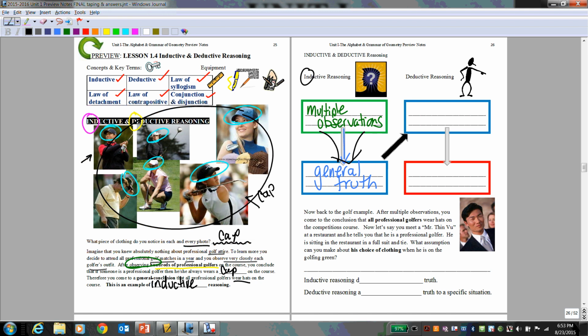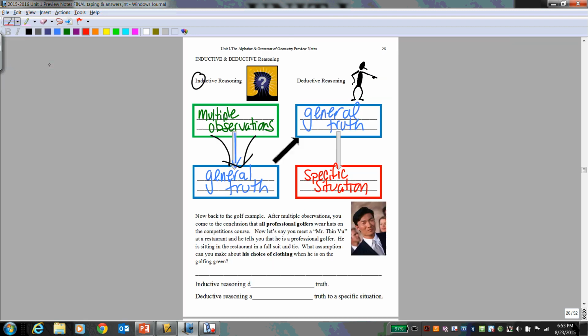Now, deductive reasoning is where you take a general truth and you apply it to a specific situation. So look at the difference here. You take multiple observations, you draw a general truth, that's inductive reasoning. Then you take that general truth and apply it to a specific situation. That's called deductive reasoning.